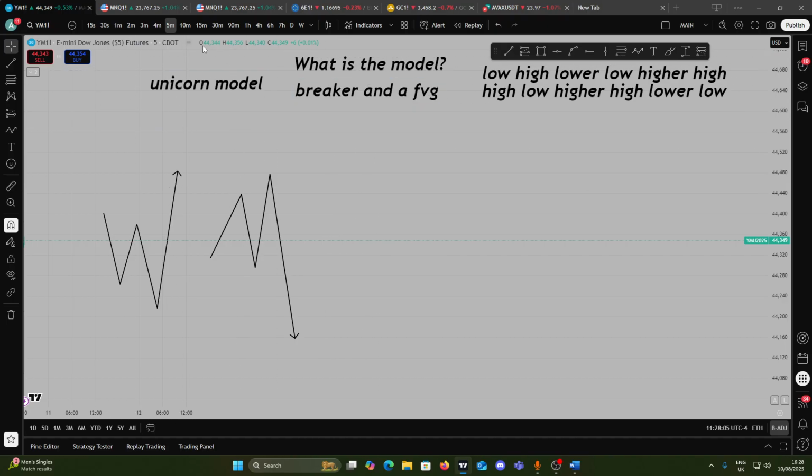The model is a unicorn model, right? What does the unicorn model include? A breaker and a fair value gap. You all know what a fair value gap is. It's a three candle pattern where the middle candle and the candles in between, the wicks don't touch each other. Let me just make it clear, right?